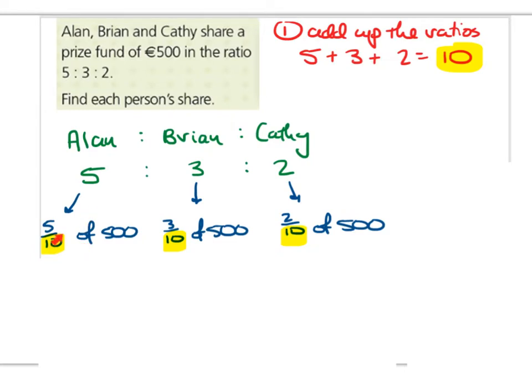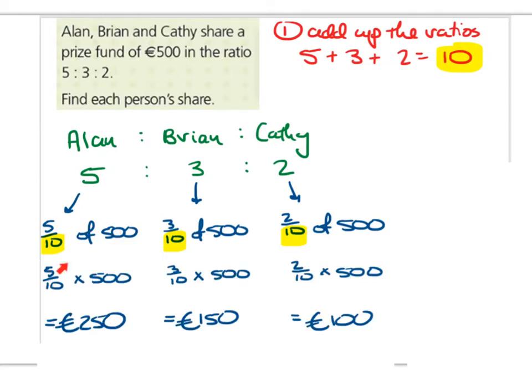So to get 5/10 of 500, we're going to do 5/10 multiplied by 500. And 5/10 multiplied by 500 is €250. Likewise, 3/10 of 500 is going to be 3/10 multiplied by 500, which is €150. And 2/10 of 500 is going to be 2/10 multiplied by 500, which is €100. So Alan gets €250, Brian gets €150, and Kathy gets €100.